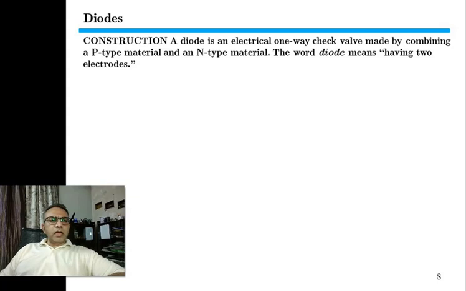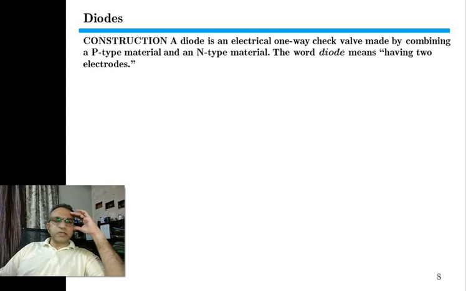In a diode, current always flows into the p-type material and out of the n-type material. So the author in this textbook says that a diode is an electrical one-way check valve made by combining a p-type material and an n-type material. The word diode means having two electrodes.